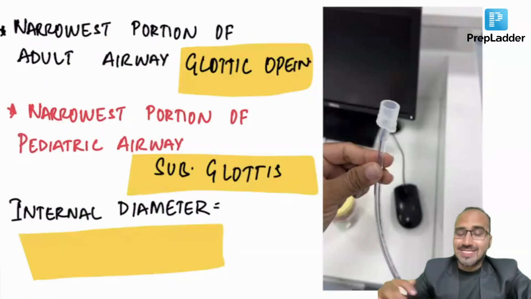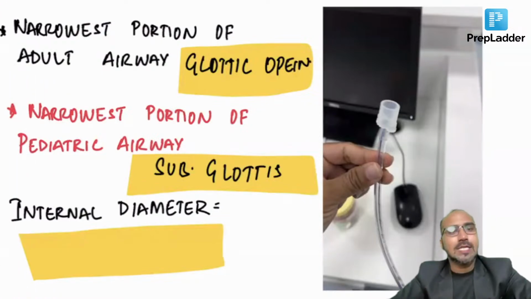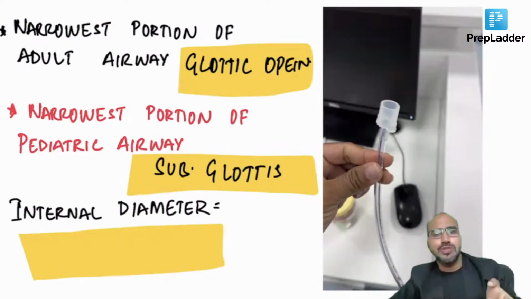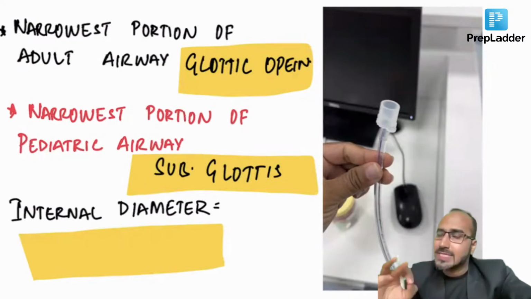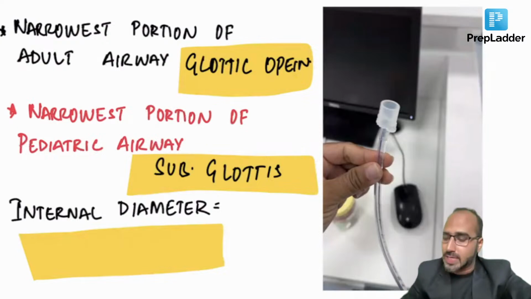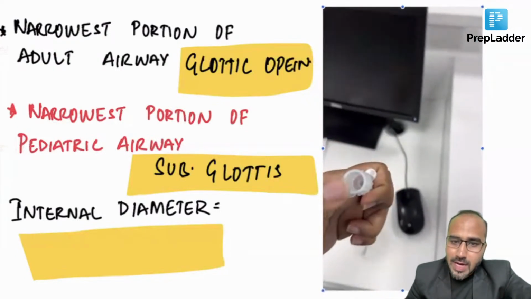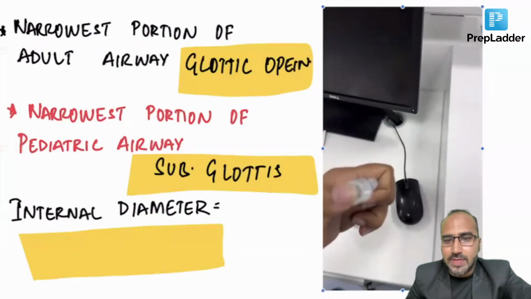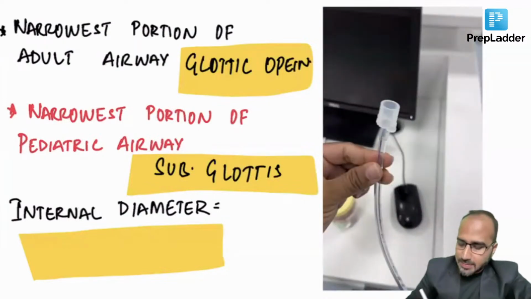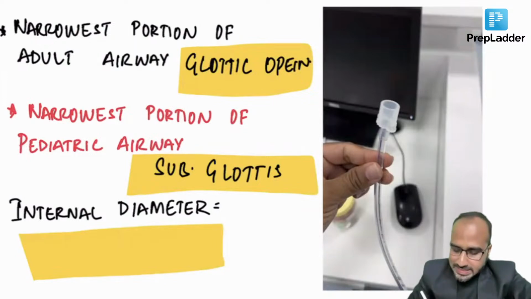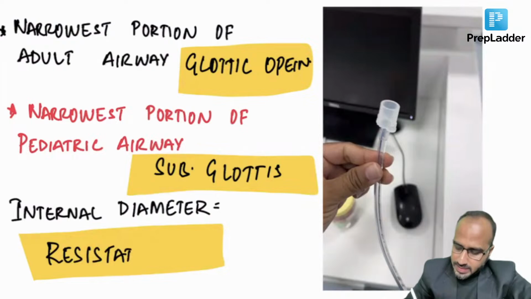Okay. Now, guys, remember, they will be asking you what is the diameter, what is the size of the endotracheal tube. The size of endotracheal tube that we usually use in adults, for females is 7.5, for males it is 8 and 8.5. What does the size indicate? The size is nothing but the internal diameter of the endotracheal tube. Just look over here. I am holding the endotracheal tube, and this is the internal diameter. This internal diameter determines the resistance.